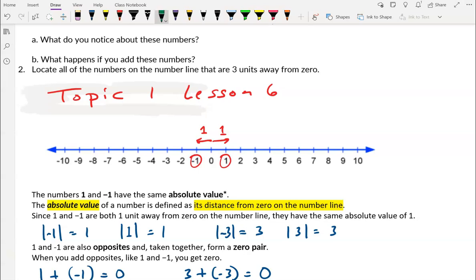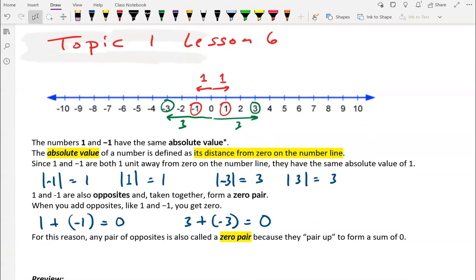And in the same way, 3 and -3 have the same absolute value, because to get from 0 to -3, it's 3 units away. To get from 0 to 3, it's 3 units away. So absolute value is a number's distance from 0. An absolute value always has a positive value, no matter what.